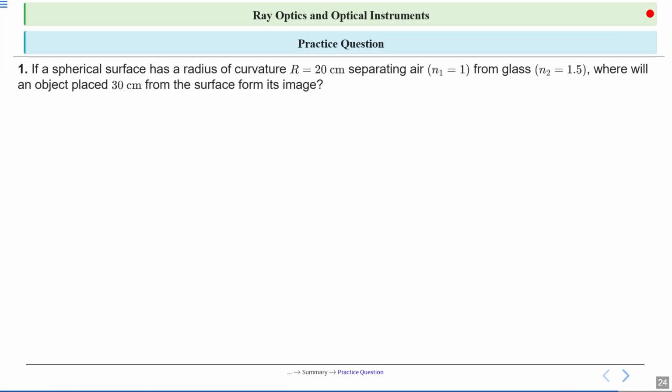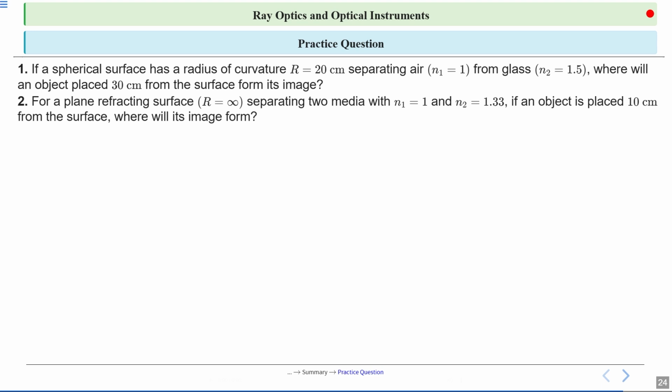So there are some practice questions. If a spherical surface has a radius of curvature r equal to 20 centimeters separating air, n1 equal to 1, from glass, n2 equal to 1.5, where will an object placed 30 centimeter from the surface form its image? Next, for a plane refracting surface, r equal to infinity, separating two media with n1 equal to 1 and n2 equal to 1.33, if an object is placed 10 centimeter from the surface, where will its image form?